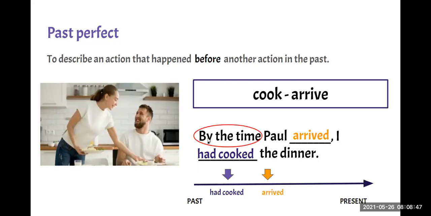And this is an expression that we normally use when we are describing actions one after another: by the time. Or one that happened before the other action, by the time. Also, we can use before or when. These are some expressions that we use with the past perfect. Any questions about the past perfect?